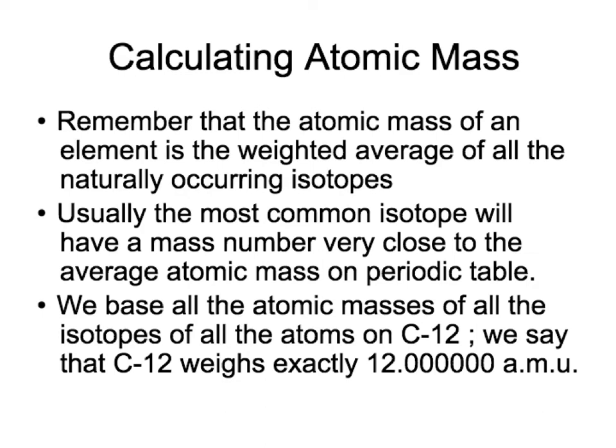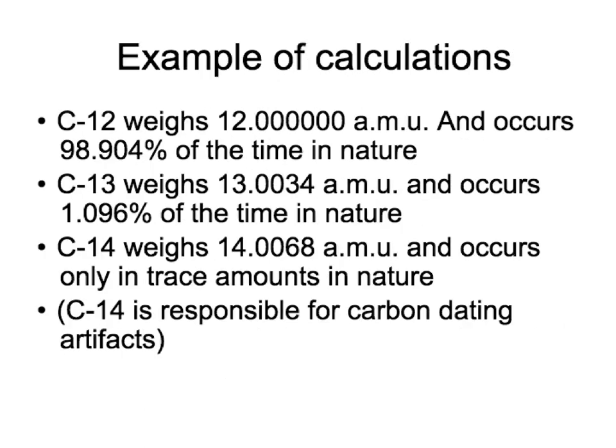And remember that atomic mass, not to be confused with mass number, is the weighted average of all the naturally occurring isotopes. Usually the most common isotope will have the mass number very close to the average atomic mass on the periodic table. Because it's a weighted average, that's why that happens. We base all the atomic masses you see on the table on carbon-12. We say carbon-12 weighs exactly 12 AMUs, atomic mass units. And then everything beyond that, less or more.